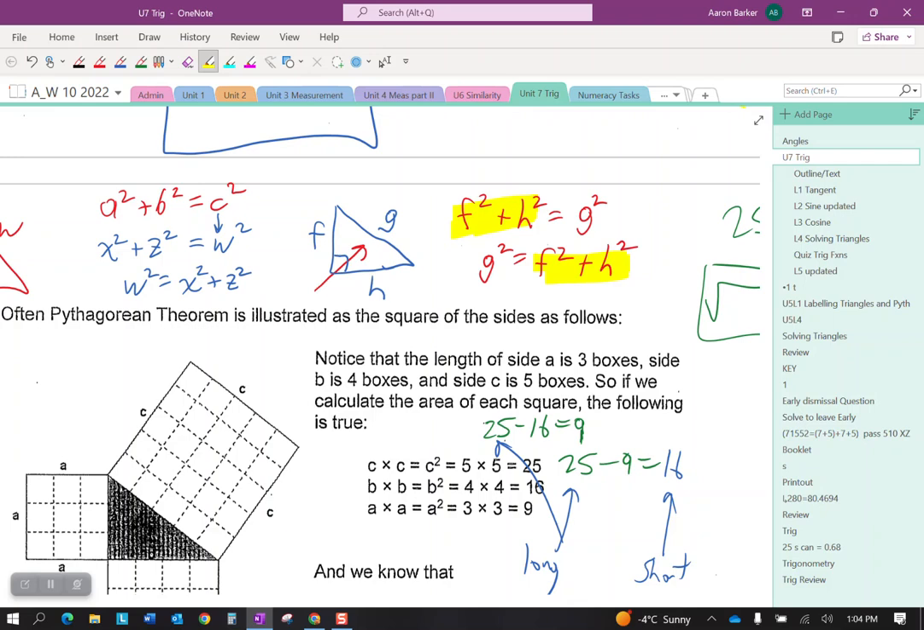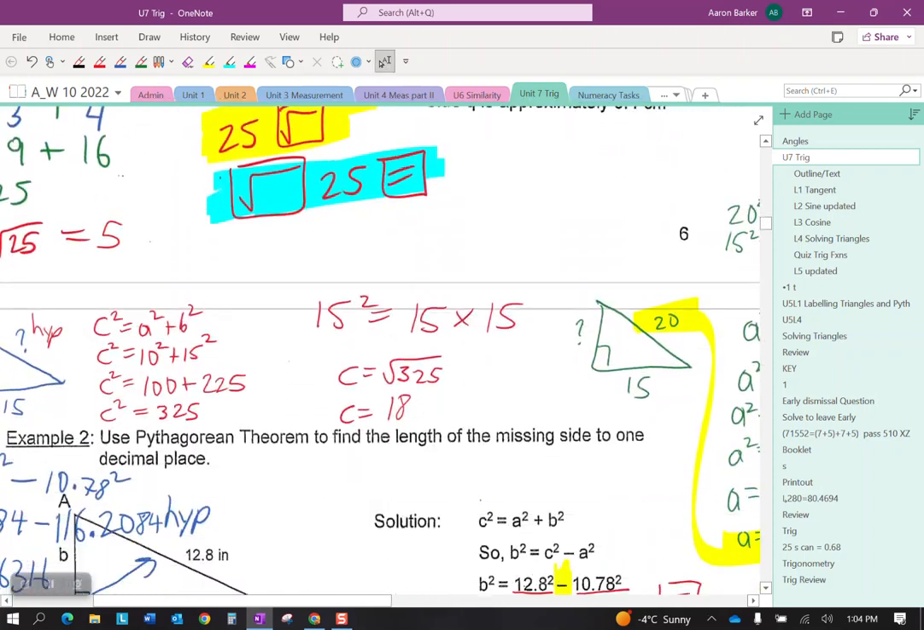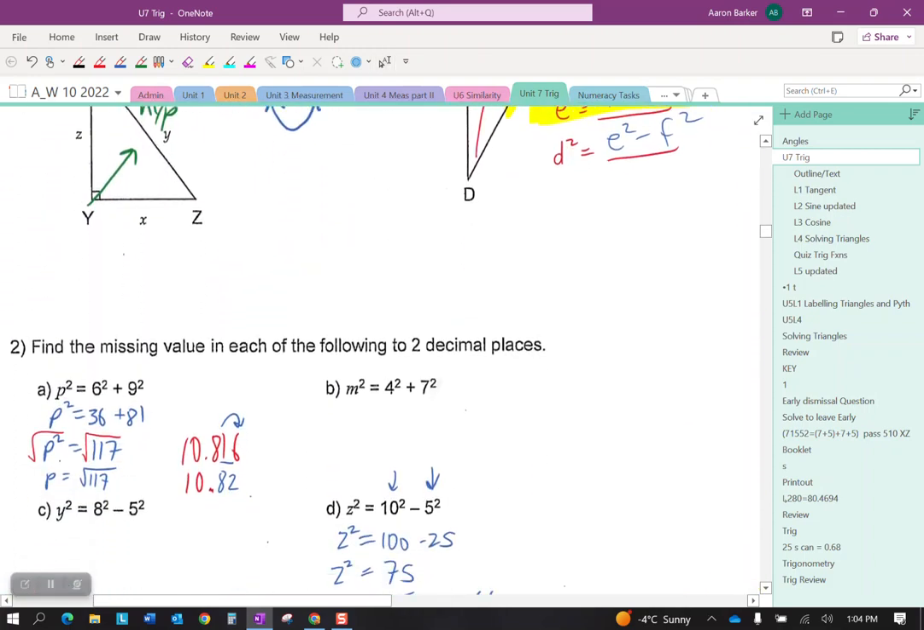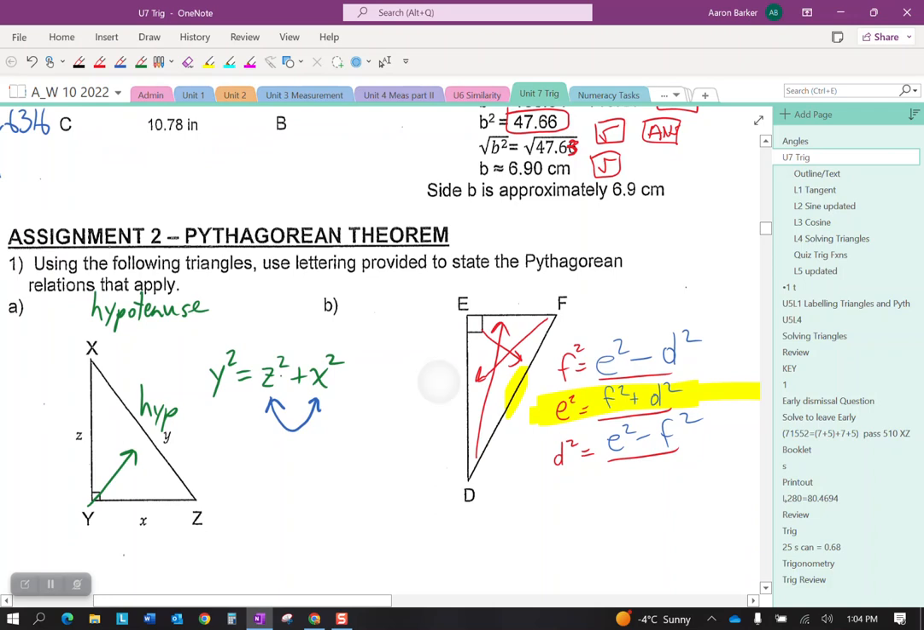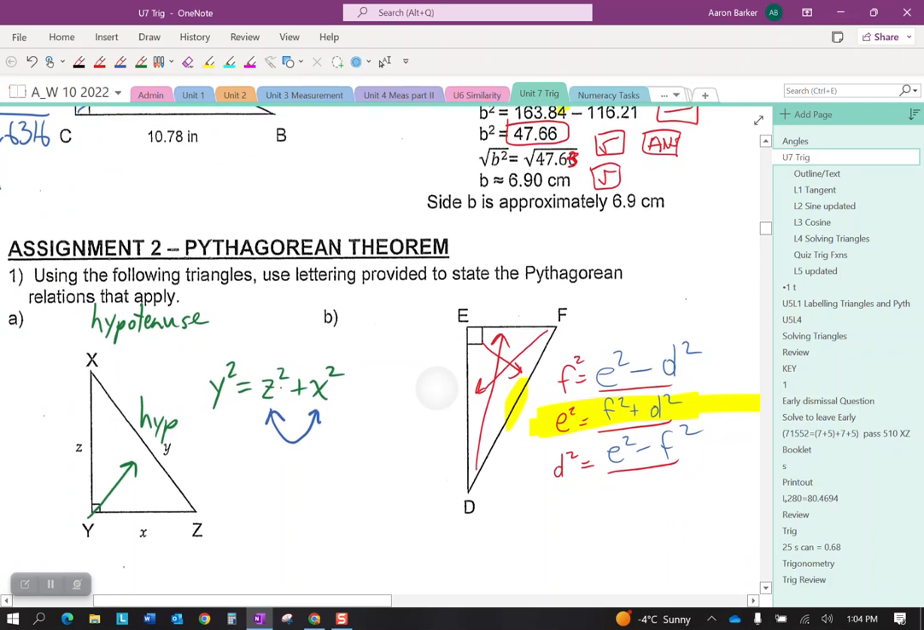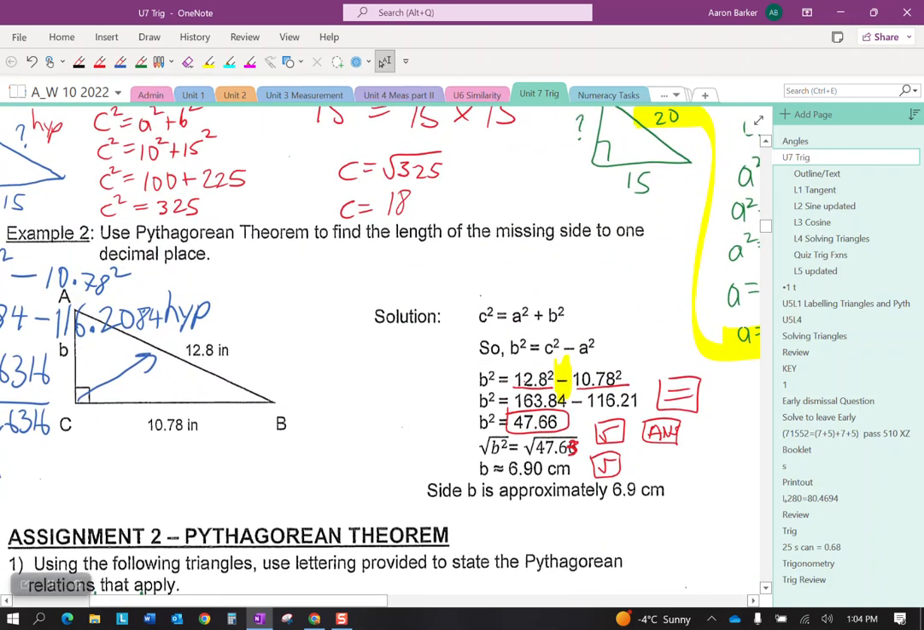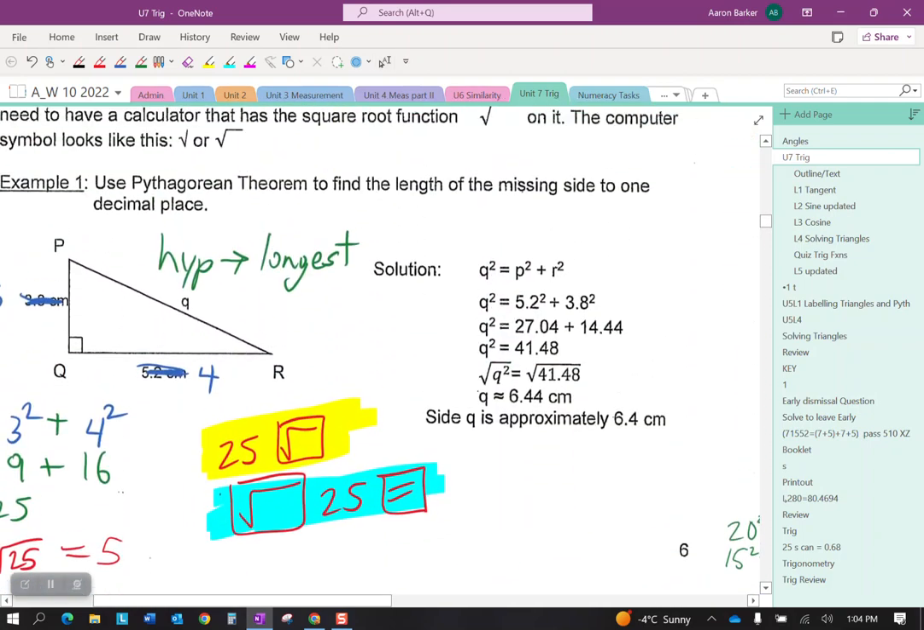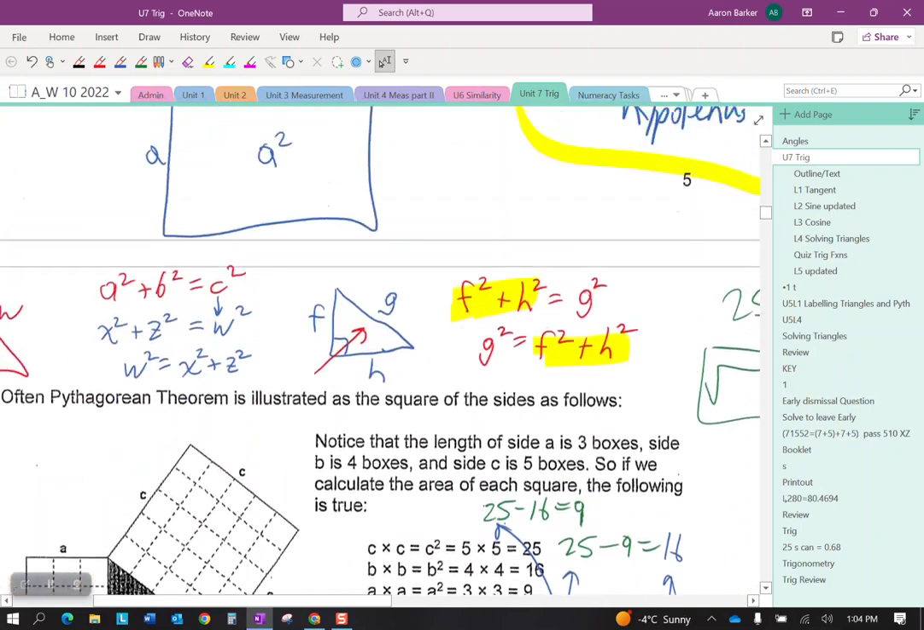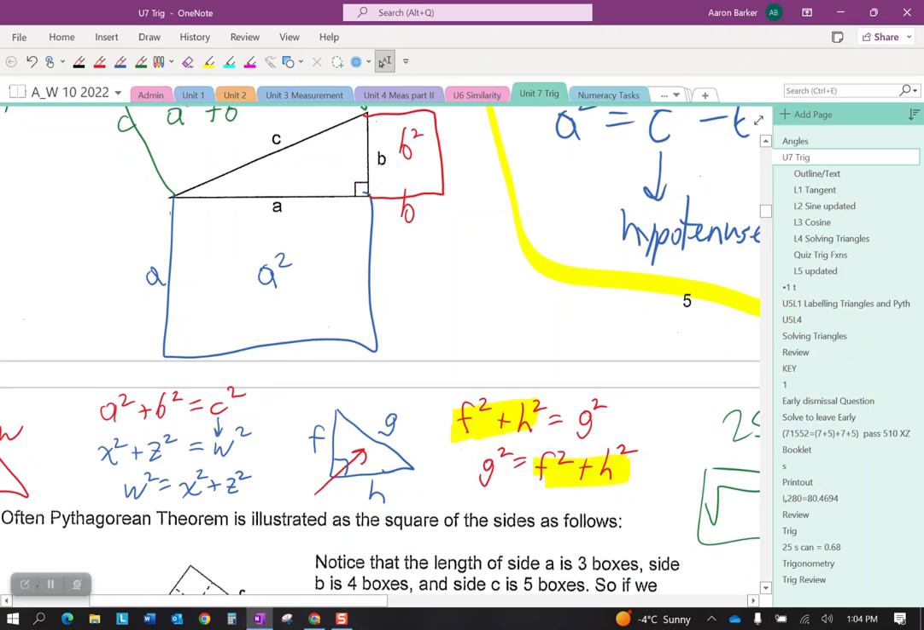All right. So now you guys can go and do assignment number 1, the very first couple questions. Okay. Go ahead and do assignment number 2, number 1, A and B. Okay, your answer keys are at the back. Answer keys at the back.